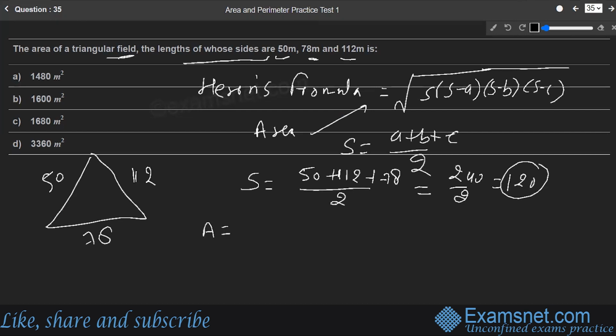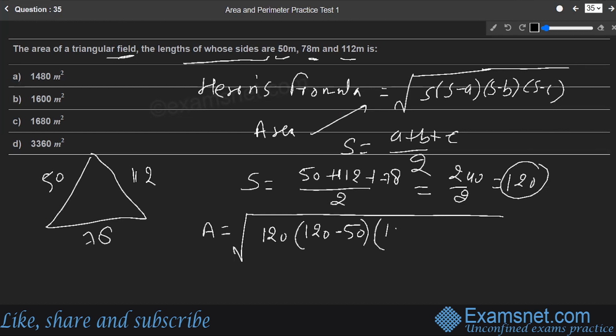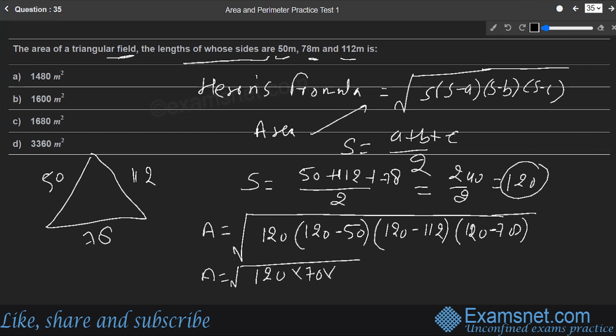So the area can be calculated by the formula given up. So it's going to be 120 under bracket 120 minus first side, that is 50, under bracket 120 minus second side, that is 112, under bracket 120 minus third side, that is 78. So clearly we are supposed to solve this for the purpose of area. So area is becoming like under root of 120 into 70 into 8 into 42. So we are supposed to find out the area of this.